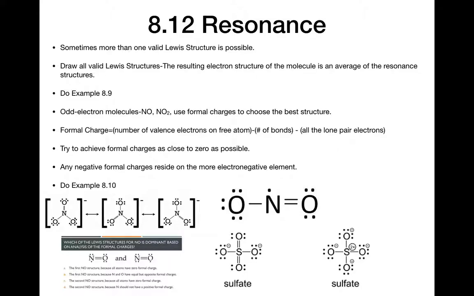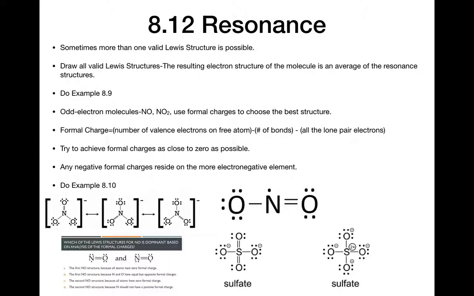In the right-hand picture, where the dot is on the O, the unpaired electron, nitrogen would have 5 minus 2 minus 4, or a -1 formal charge, and oxygen would be 6 minus 2 minus 3, or a +1 formal charge. So which is best, 0, 0 or -1, +1? Our goal is to achieve formal charges as close to 0 as possible. If we do need to have a formal charge on a structure, we would prefer any negative formal charges reside on the more electronegative element.